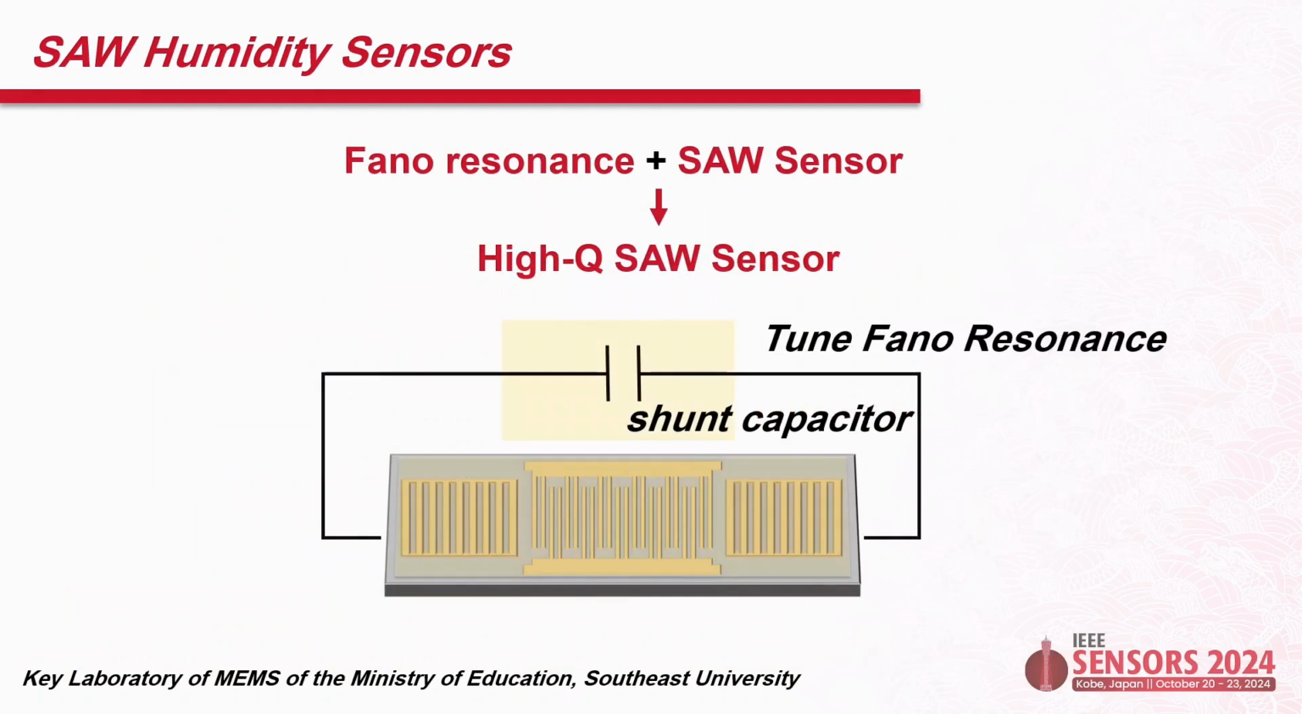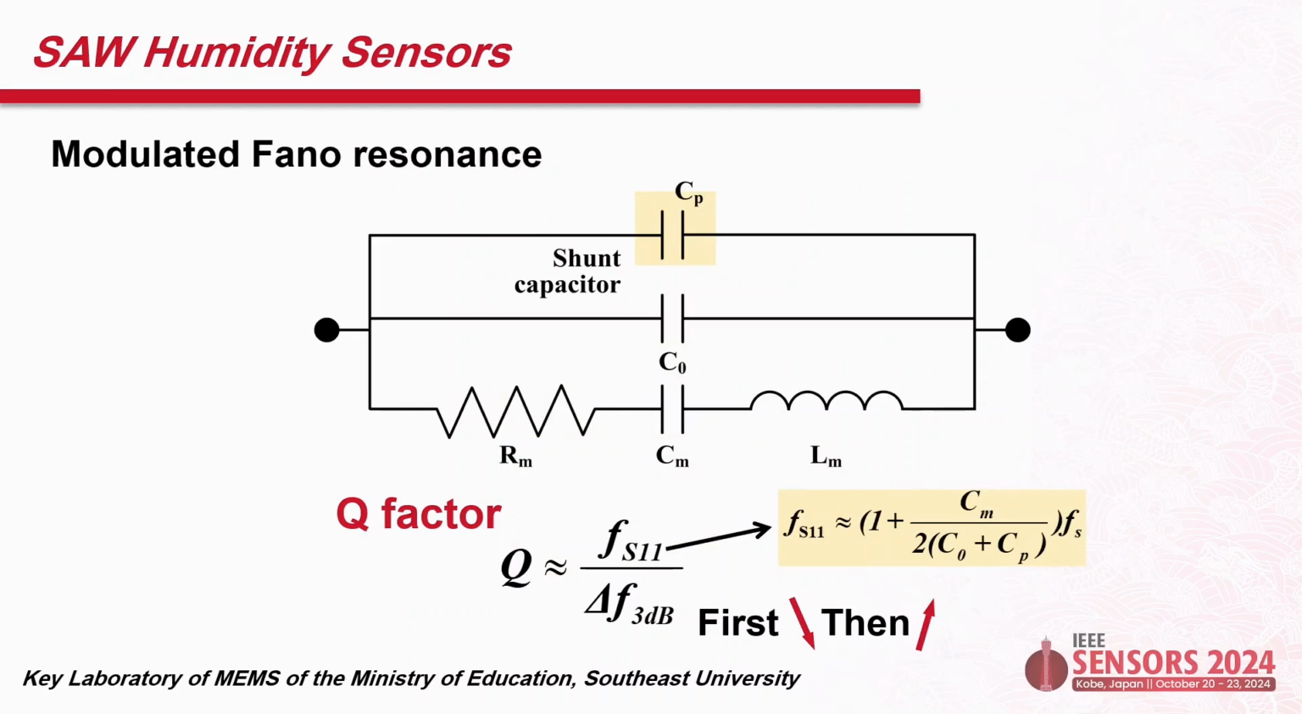In this work, we combine the Fano resonance and the SAW sensor into the high-Q SAW sensor through an external shunt capacitor. In the context of Fano resonance within SAW devices, the pair of asymmetric peaks is directly related to the series and parallel resonance frequencies. As these two frequencies converge, the Q factor of the device increases within a certain range. The separation between the two resonant frequencies can be reduced by paralleling an external shunt capacitor Cp. The optimized Cp for achieving the maximum Q factor, which corresponds to the highest resolution, can be predicted through calculation.